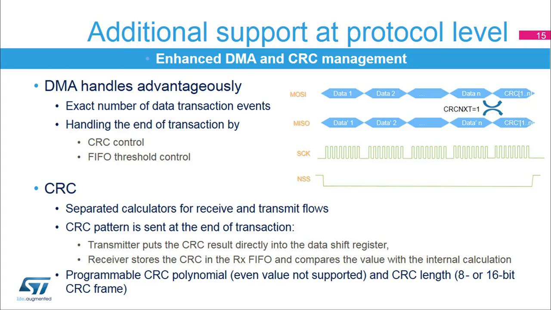If the CRC is enabled, separated CRC calculators are used for the transmitter and receiver. The result of the CRC calculation is applied at the end of the transfer either automatically by the DMA or by software. Results from the transmitter's CRC calculation register are loaded directly into the shift register, and the received CRC value is stored in the FIFO and compared with the result of the receiver's CRC calculation register. The CRC polynomial used for the calculation is programmable, and the length of the CRC pattern can be set to either 8 or 16-bit frames.